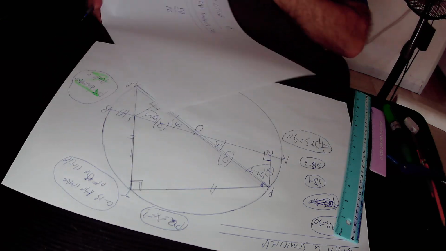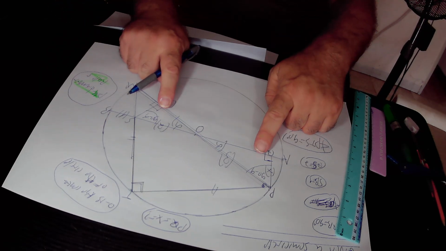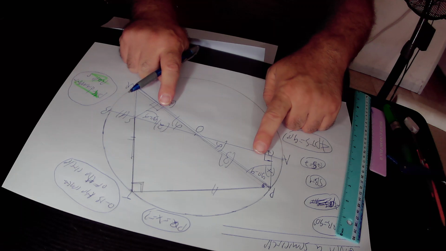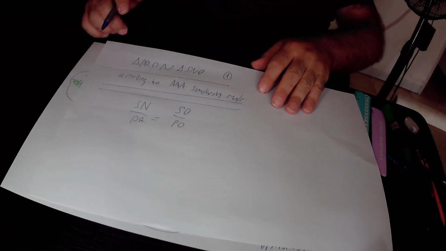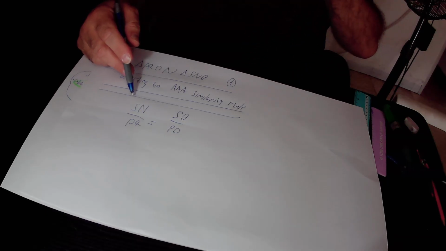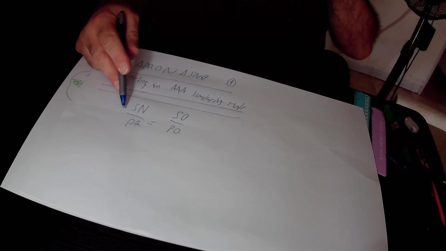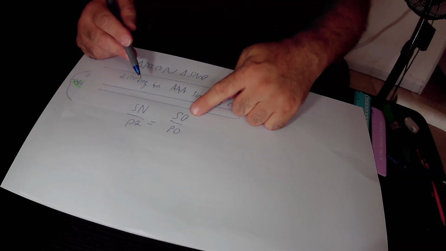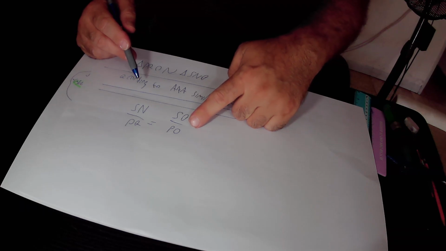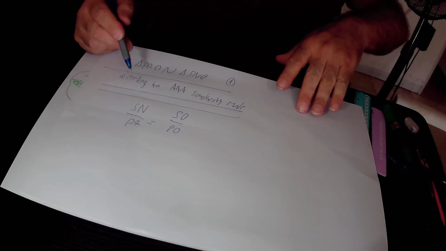Repeat again, from the fact that those two right triangles are similar to each other, we will derive that the following relationship exists between their sides. We will derive that side SN of the lower right triangle SNO over side PQ of the upper right triangle PQO is equal to side SO of the lower right triangle SNO over side PO of the upper right triangle PQO.